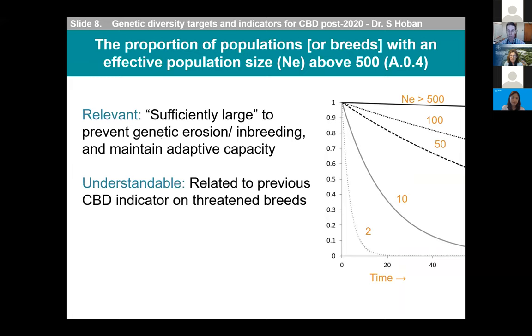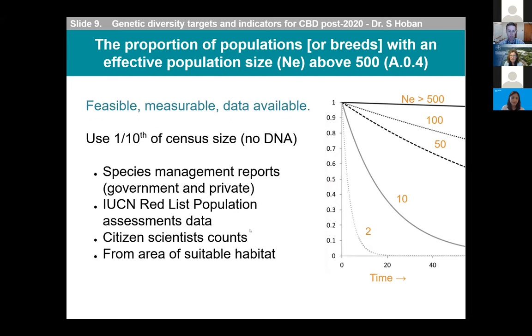This indicator should be understandable to many CBD stakeholders because the NE concept has been used to determine if agricultural breeds are threatened for over 30 years. So the CBD indicator on threatened breeds already uses this concept, and breeds are analogous, very similar to populations of wild species.